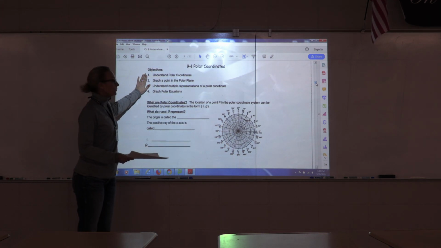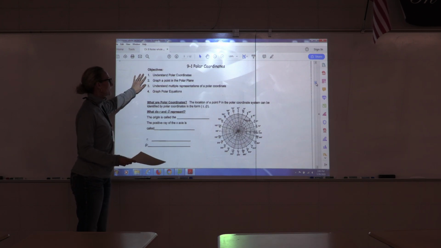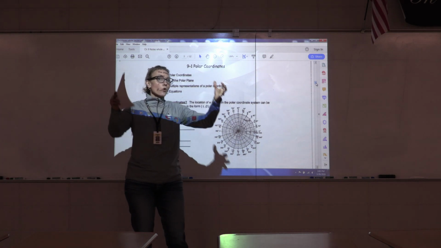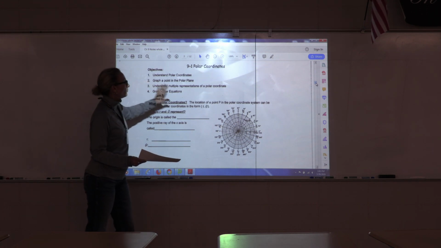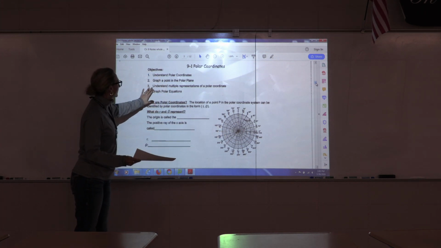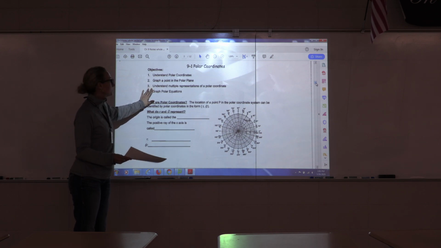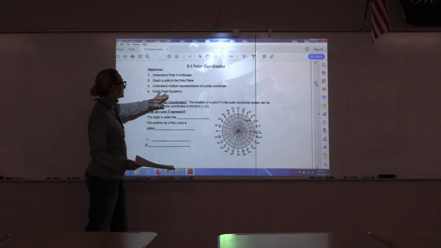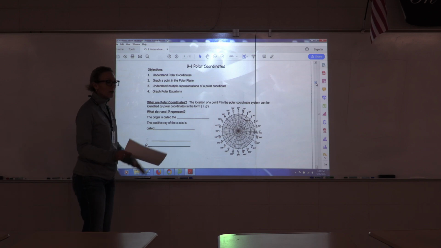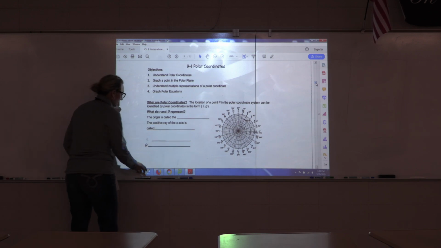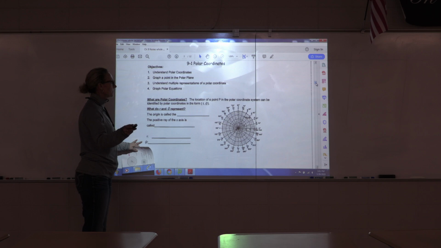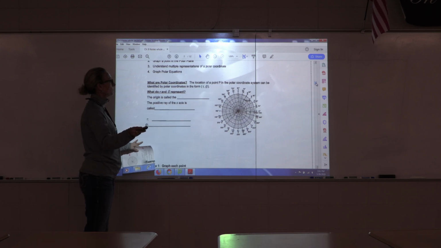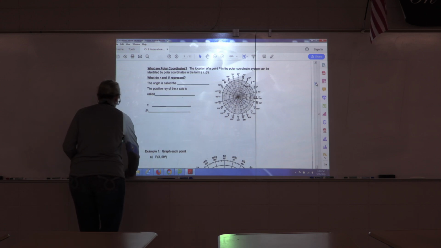So here are our objectives for 9-1, and it's kind of lengthy. We're going to understand what a polar coordinate is. What does an ordered pair look like in polar graphing? We're going to graph a point in the polar plane. We're going to understand multiple representations of a polar coordinate, and then we're going to do some simple polar equations. So totally new. I'll try to take it slow and talk through it again and again. But if you don't understand something, please seek some extra help from each other, Math Lab, all those good places.